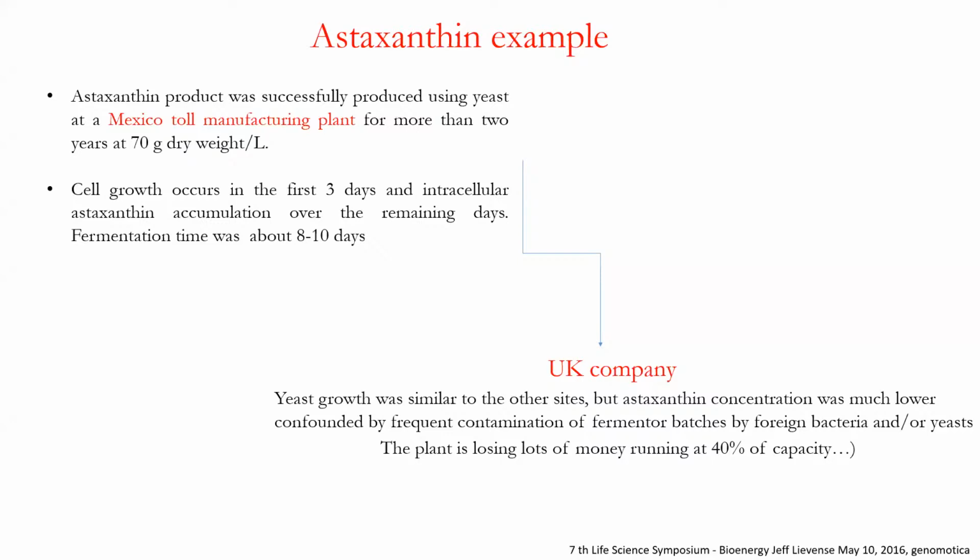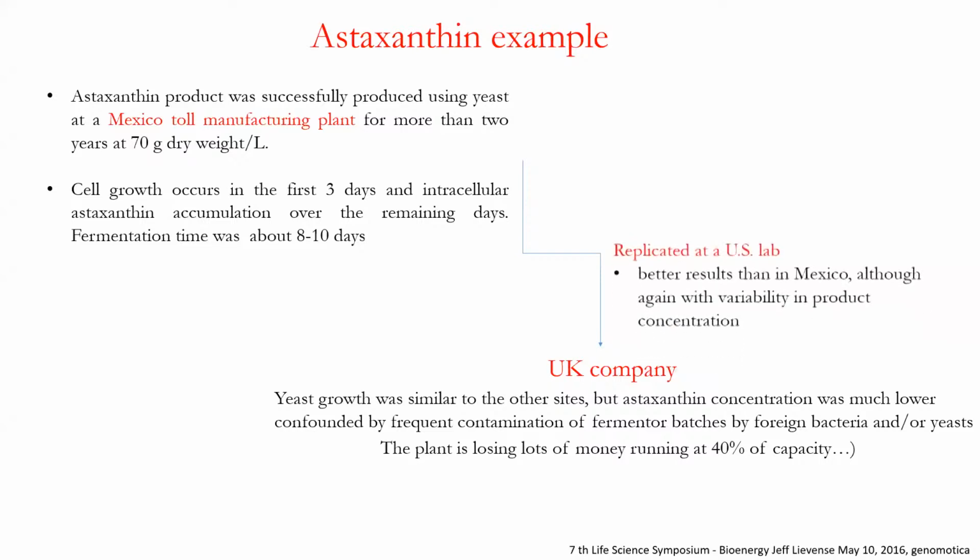In this astaxanthin process, cell growth happened in 3 days, but intracellular astaxanthin accumulation happened over the remaining days, so the fermentation time was about 8 to 10 days. Before transferring the process to the UK company, they replicated it at a US lab. At the US lab, working at lab scale, they got a better result than in Mexico. There was some variation in product concentration, but the yield was higher in the US lab.